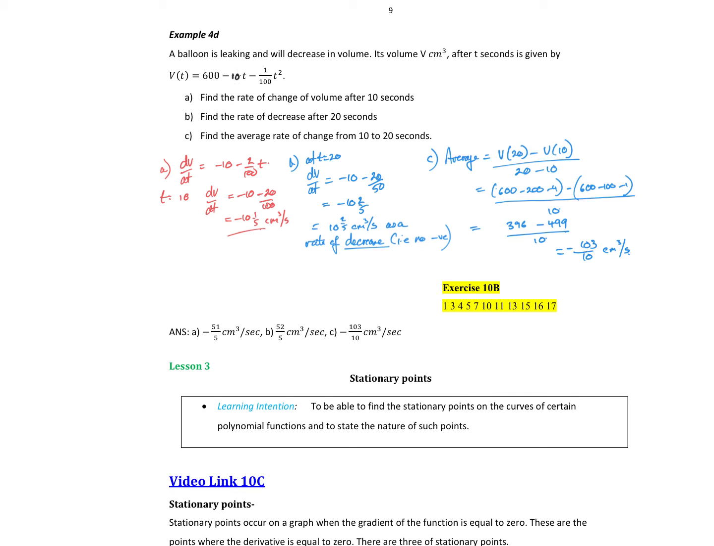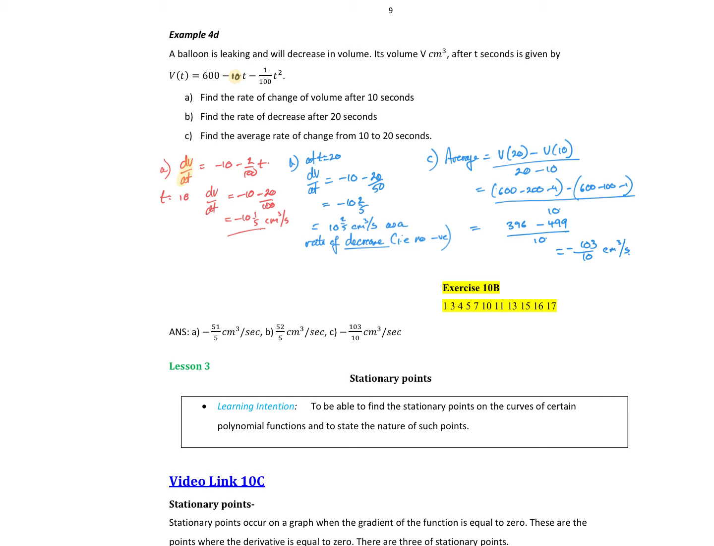All right, so now we've got a balloon leaking and it's decreasing in volume. Its volume is given after t seconds by V of t equal to 600 minus 10t, not 1 on 10t, so there's a little change there, minus 1 on 100 t squared. All right, so we can match off with the answers that have been given. So we want to find the rate of change of the volume after 10 seconds. So after 10 seconds or at the 10-second mark, that's my instantaneous rate of change.